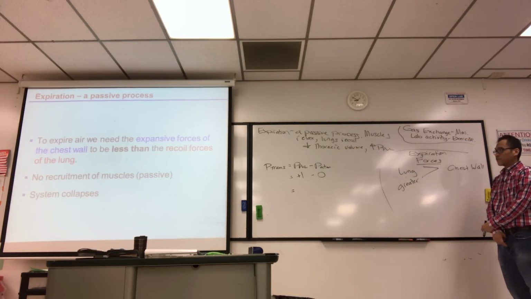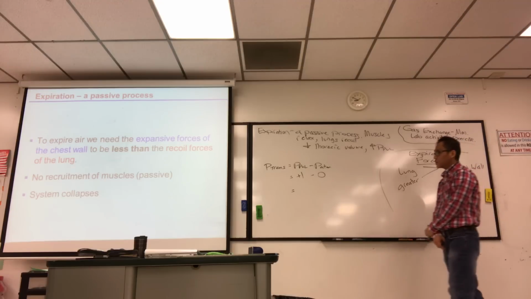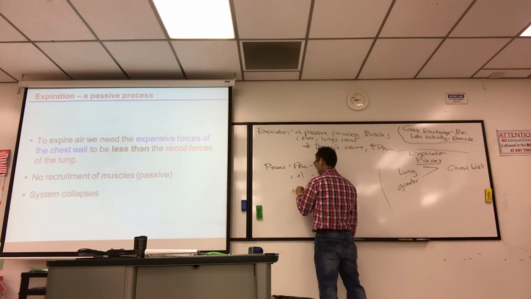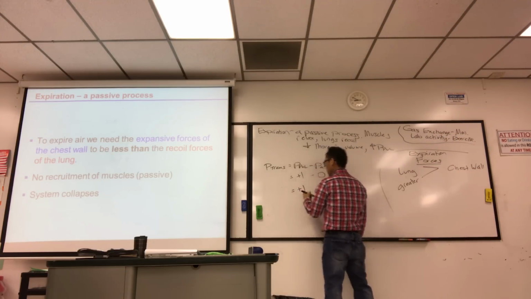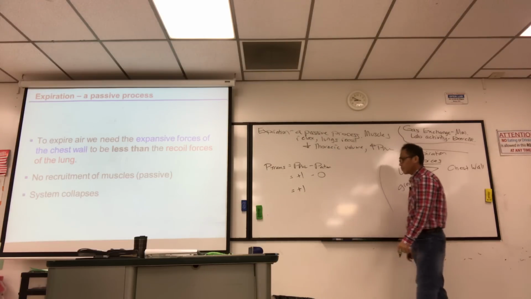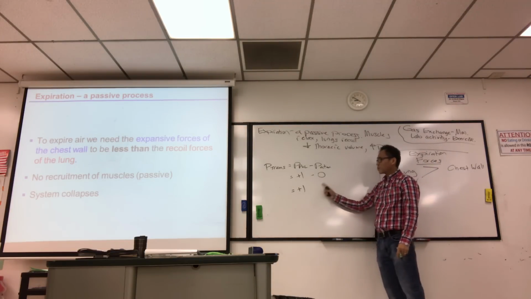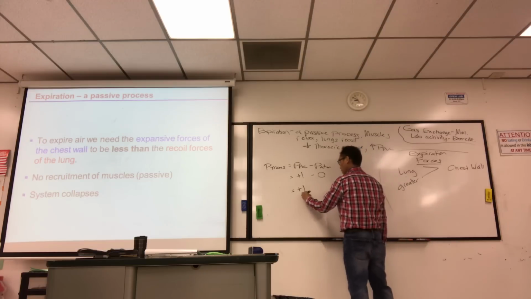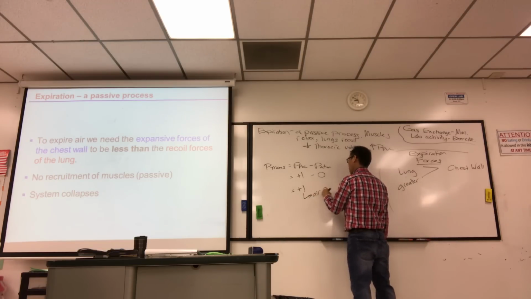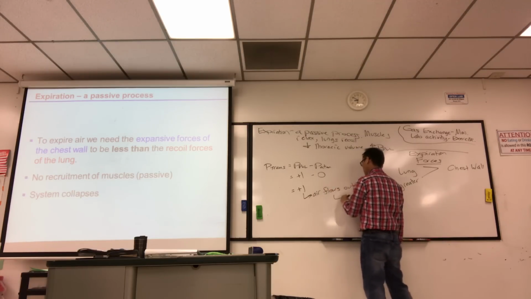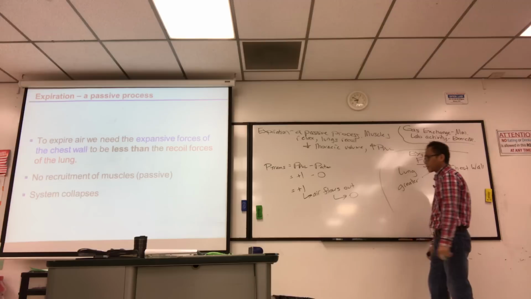And the pressure of the atmosphere is still 0. So all you do is that simple addition: the P-trans is +1. And the +1 means that the inside of the lung is positive with respect to the outside. So air flows out until you equilibrate. It flows out until you equilibrate back to 0.